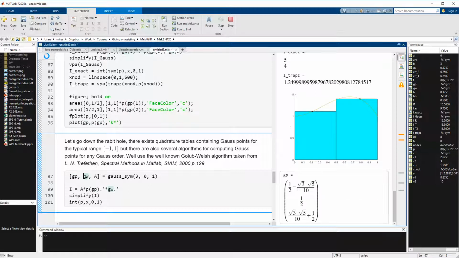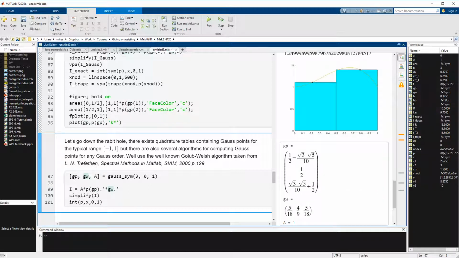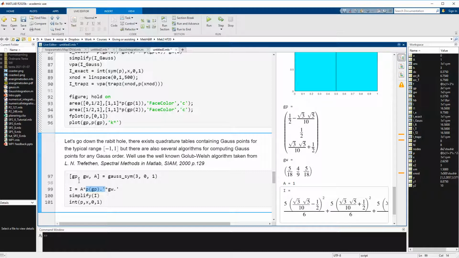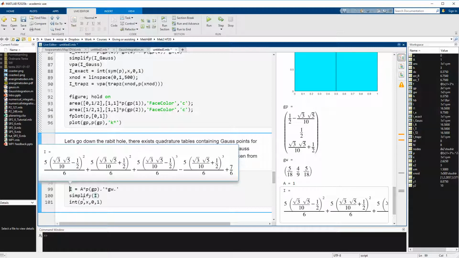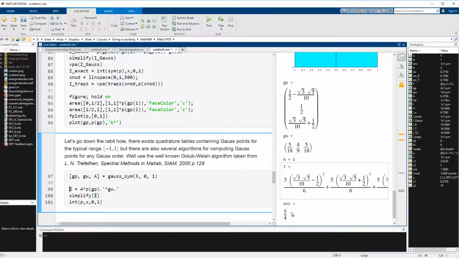Let's see what the output is first. The output is going to be a row vector, and we have a column vector here. Sorry, we have a column vector and we have a row vector. If we take this thing, we need to transpose it and multiply it by a column vector, and we will get a scalar, and that's exactly what I'm doing here to get this huge thing. But then when I simplify it, it just reduces down to 5/4, what we had earlier as well.